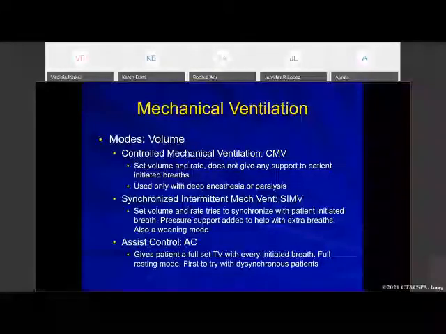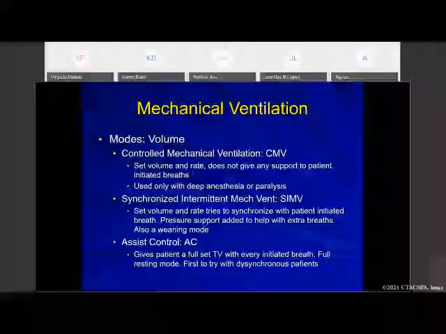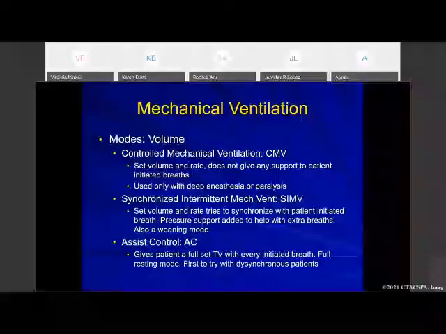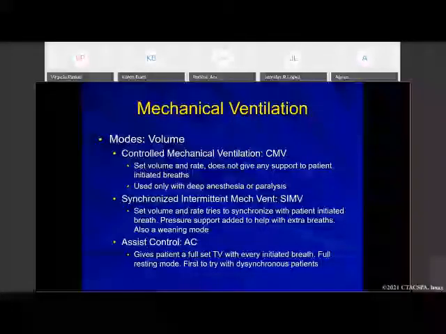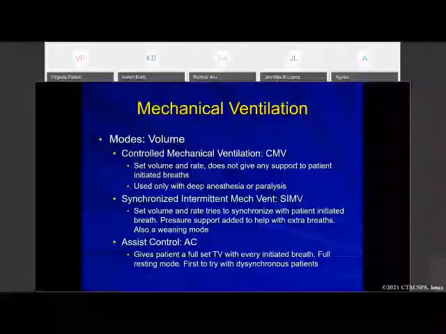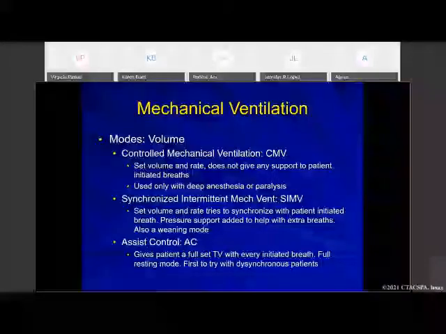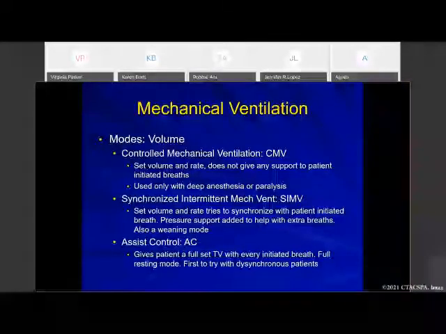For mechanical ventilation, we have CMV, which you really only see in the operating room now. Obviously, the patient's under general anesthesia and the ventilator totally controls the ventilation. We used to use SIMV on our patients to wean them, where basically you set a rate and give them some sort of pressure support if they breathe faster than that, but they will definitely at least get the set rate.